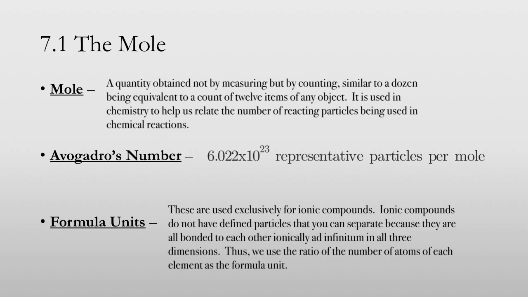A mole is a quantity obtained not by measuring but by counting, similar to a dozen being equivalent to a count of 12 items of any object. Or you could have a gross, meaning 12 dozens, which is 144 objects. Or you could have a few, meaning like 2 or 3. Or you could have 500 pieces of paper equaling a ream. It is used in chemistry to help us relate the number of reacting particles being used in chemical reactions.